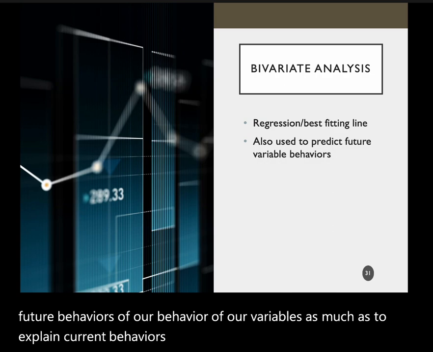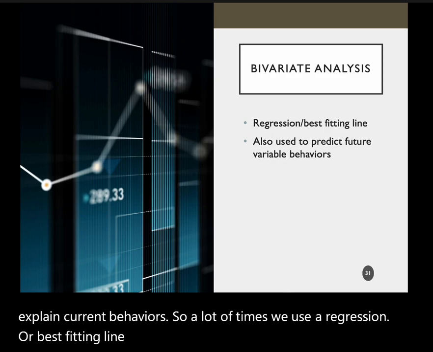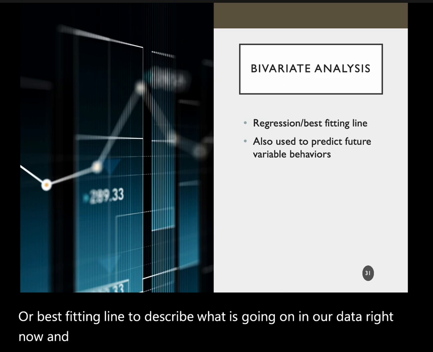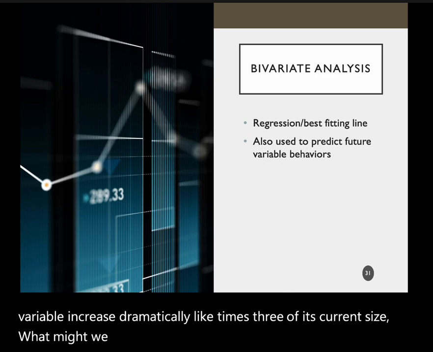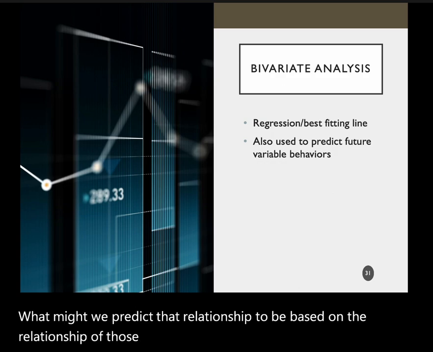So a lot of times we use a regression or a best fitting line to describe what is going on in our data right now and how we might suspect it to continue should our variable increase dramatically, like times 3 of its current size. What might we predict that relationship to be based on the relationship of those variables now?